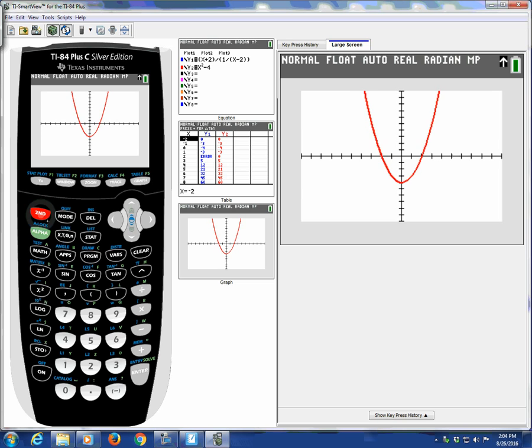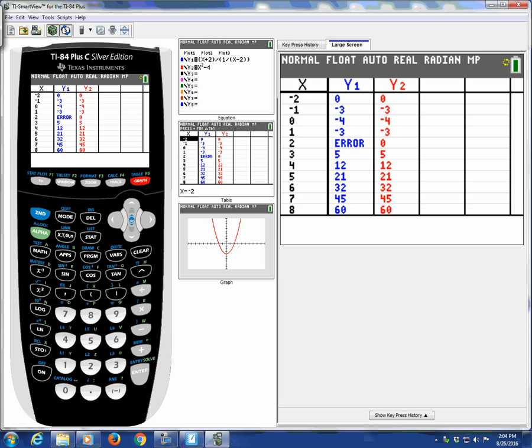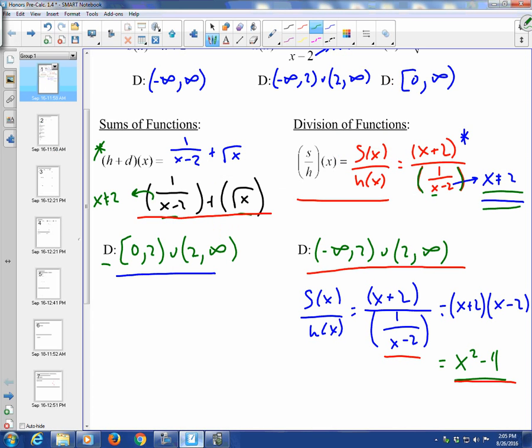Now when we look at the table, what we can see is that, of course, we're going to come up with all the same function values for the input x values, except at x equals 2. And at x equals 2, we're seeing an error for y1, the unsimplified version, which is the equation s divided by h of x, and, of course, the output of 0 for the equation x squared minus 4.